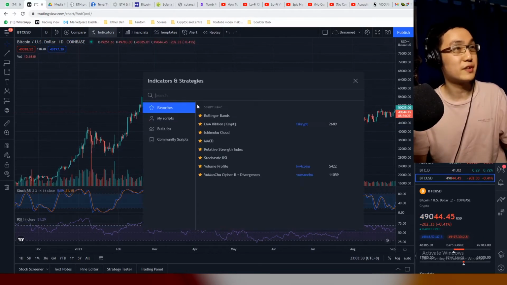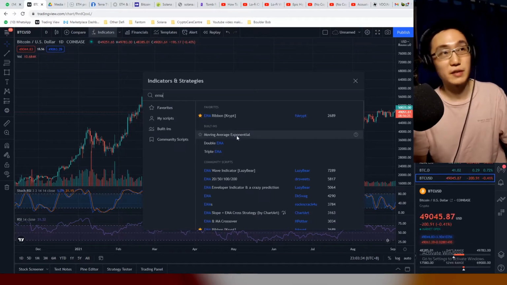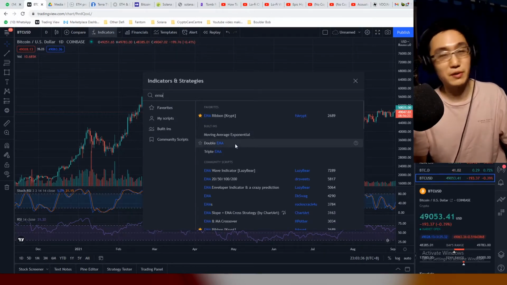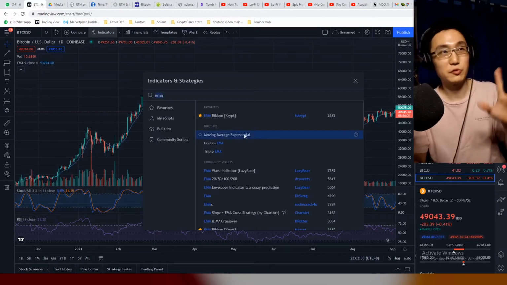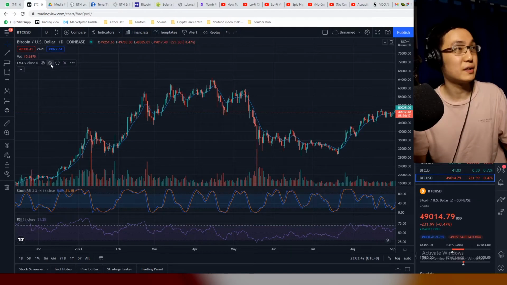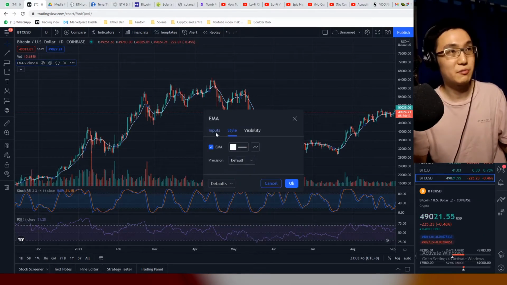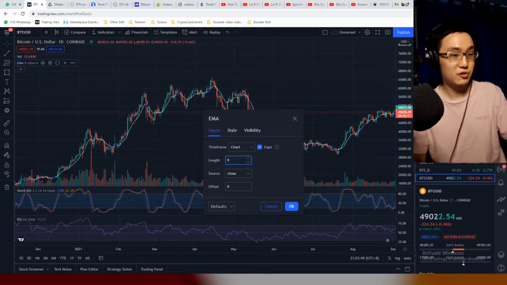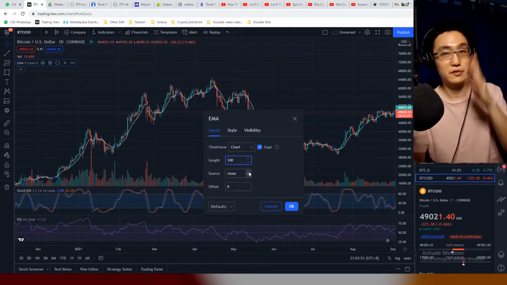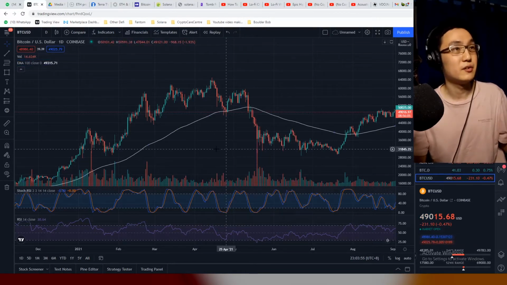Go to indicators, go to moving average exponential. You can put a double one as well if you want. Let's go with the simplest one because this is a simple video. So the default is EMA 9. You're going to click over here to change the settings. We're going to make it a nice brighter color, white, so that you can see at home. Change the length to 100. So it's the 100 exponential moving average. And then click OK. So there you can see.